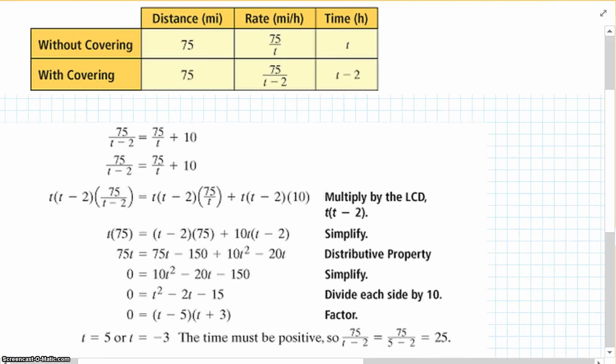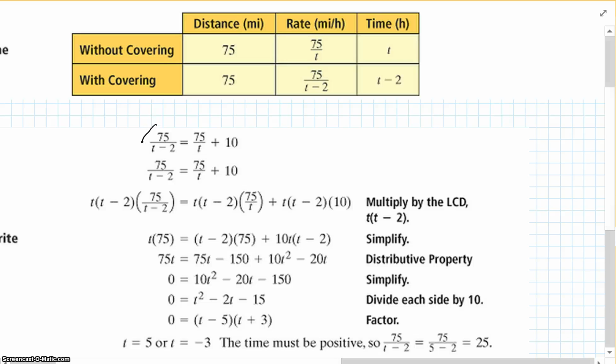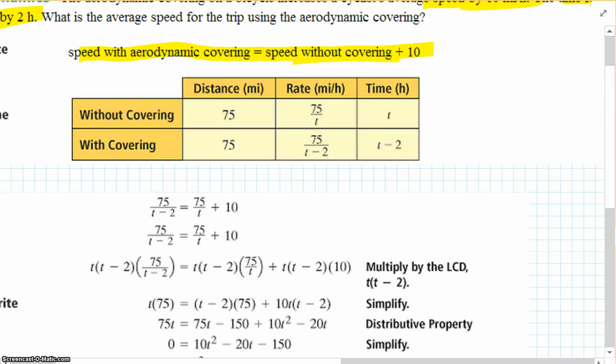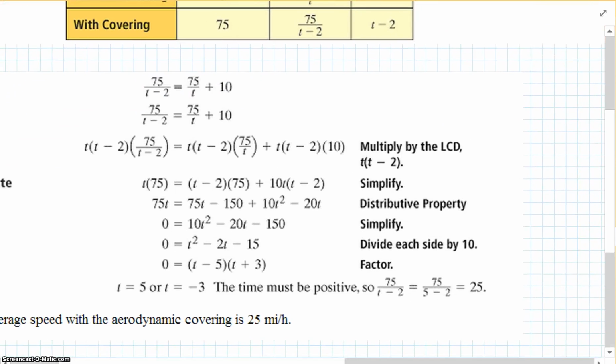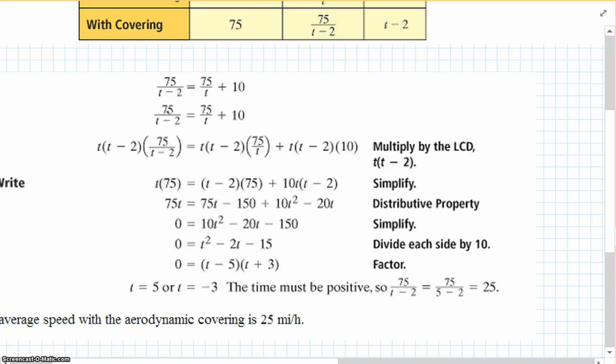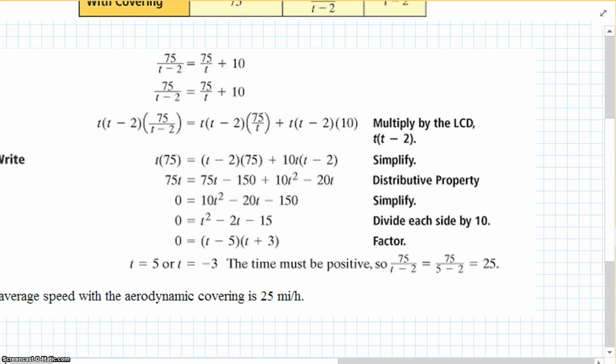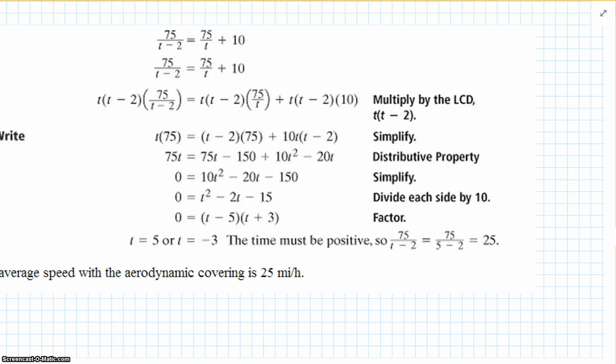Let's zoom in. So the rate with the covering is 75 over t minus 2, which is equal to the rate without the covering plus 10, because we know the rate with the covering goes by an average speed of 10 miles an hour faster. So now we look, 75 over t minus 2 equals 75 over t plus 10. So we're going to multiply by the LCD, the least common denominator, which is t times t minus 2. We're going to simplify and distribute and then solve for t.